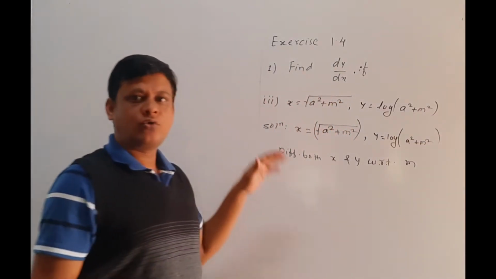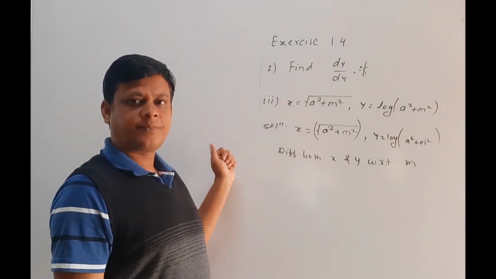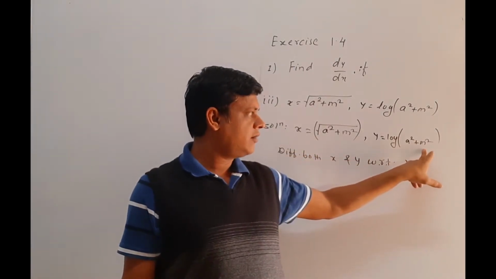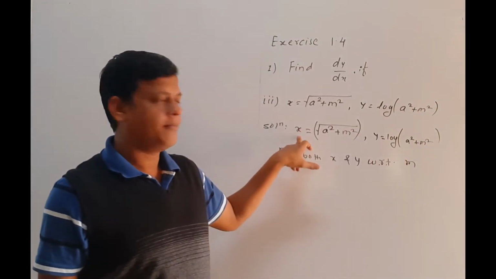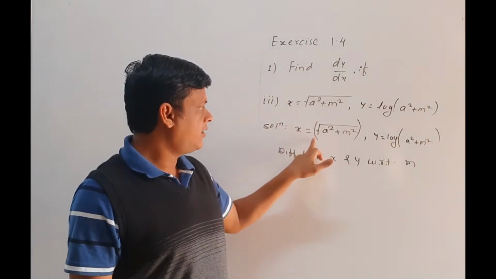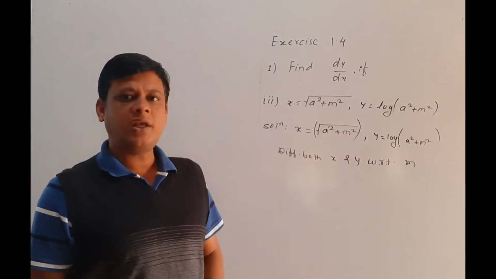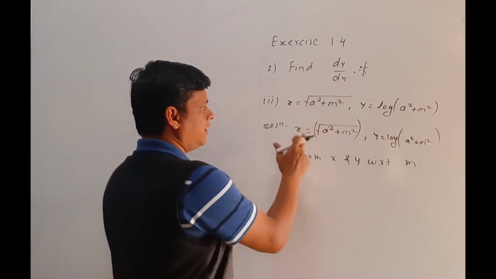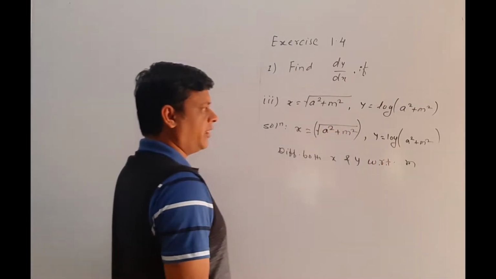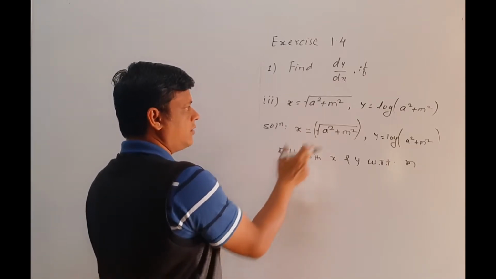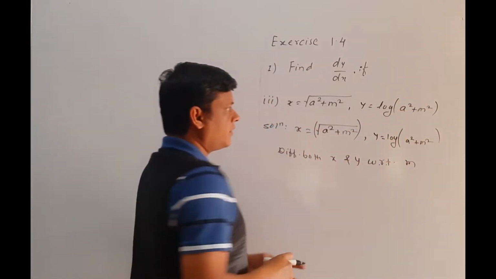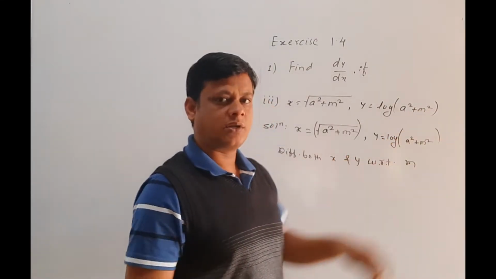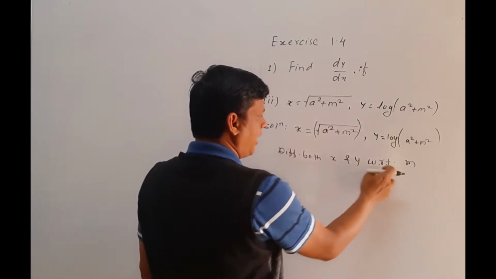Now this question we have to solve in two ways, because we can eliminate this a square plus m square by x. So we see here both the methods for solving the question. First we see the first method. We differentiate x and y with respect to m. So here, in place of the root, we write only log of a square plus m square.